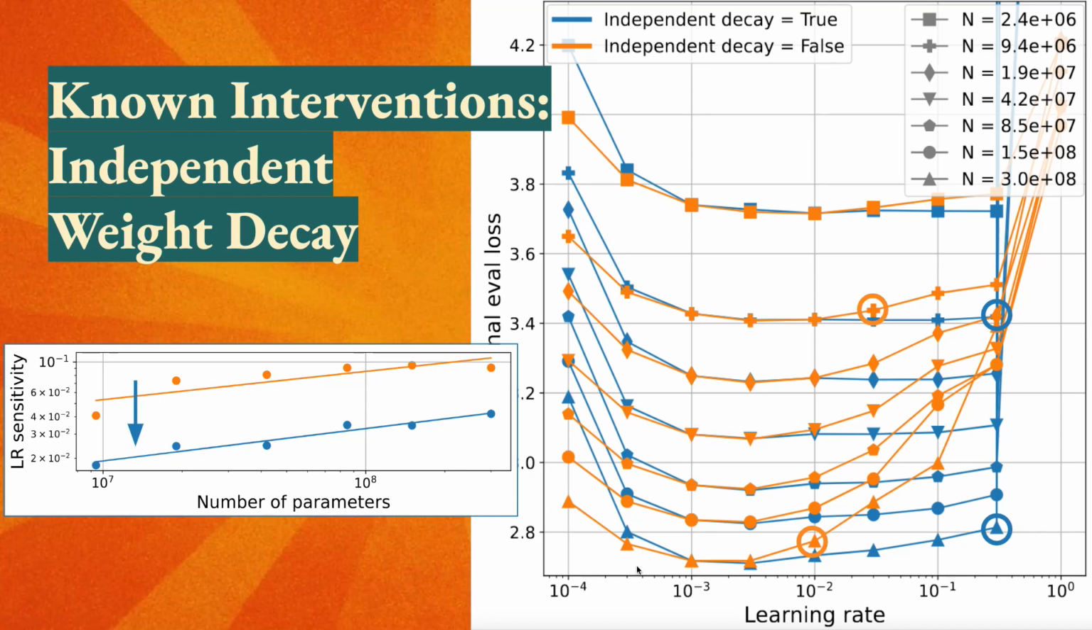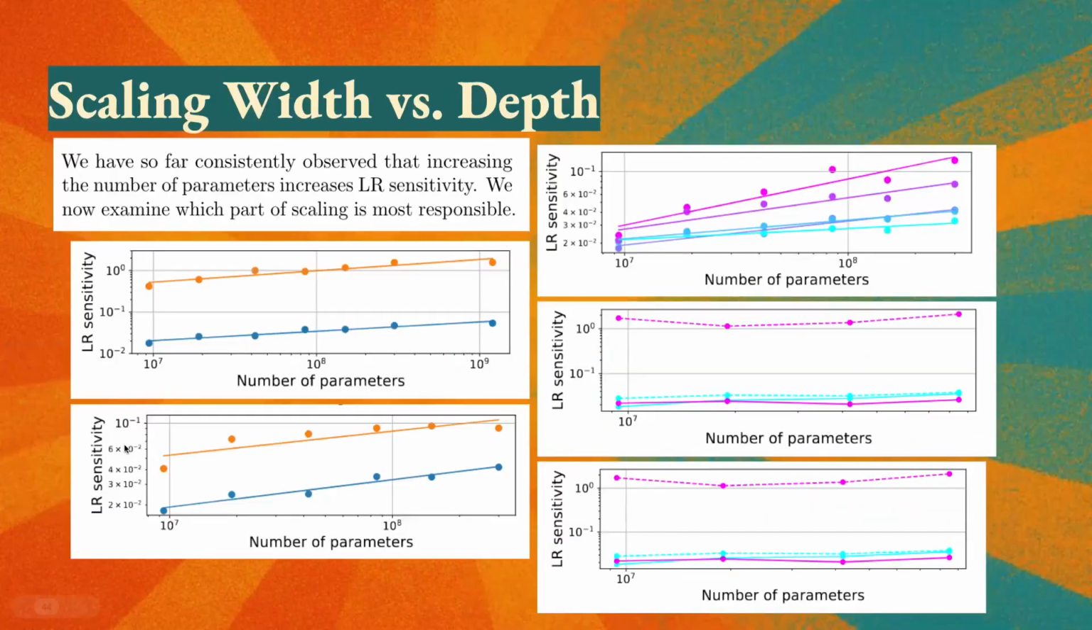LR sensitivity is basically a flat learning rate versus loss curve, low LR sensitivity. High LR sensitivity is a U-shaped loss curve, or upside down U or right side up U-shaped loss curve when we're looking at learning rate versus loss. And again, it's not as dramatic as some of the other ones, but using independent weight decay makes our training less sensitive to learning rate differences.